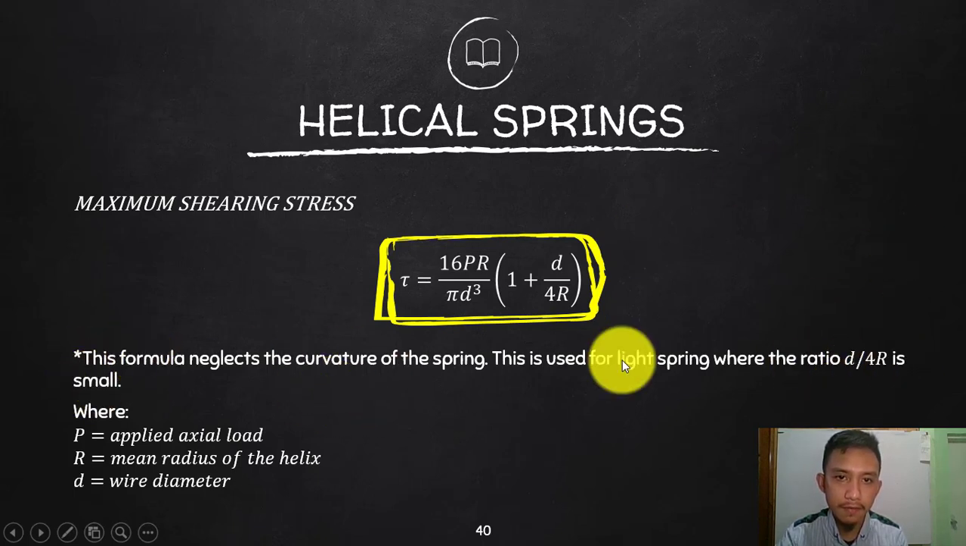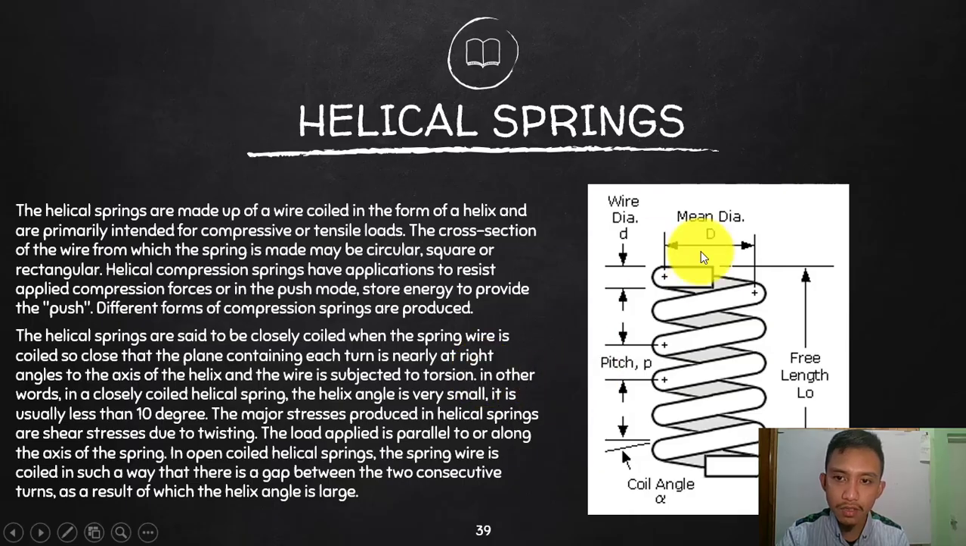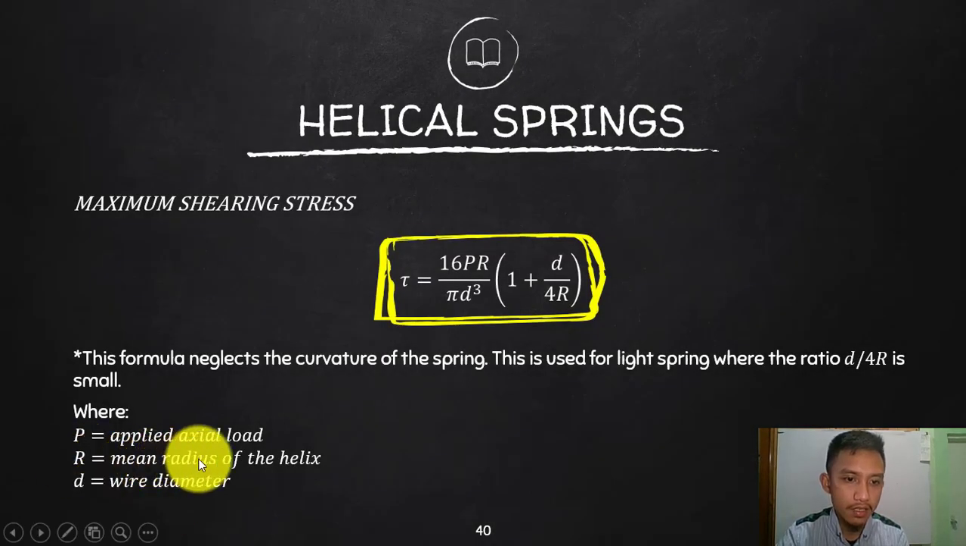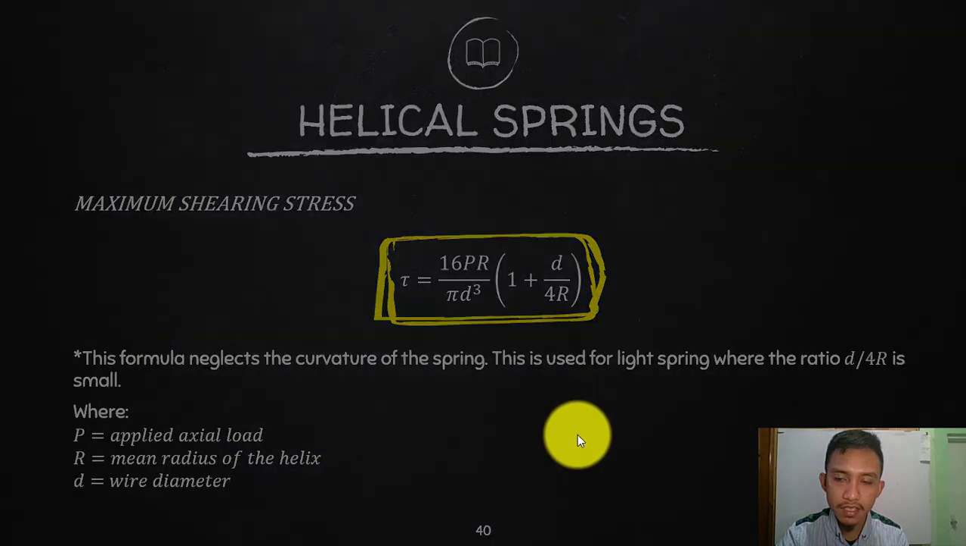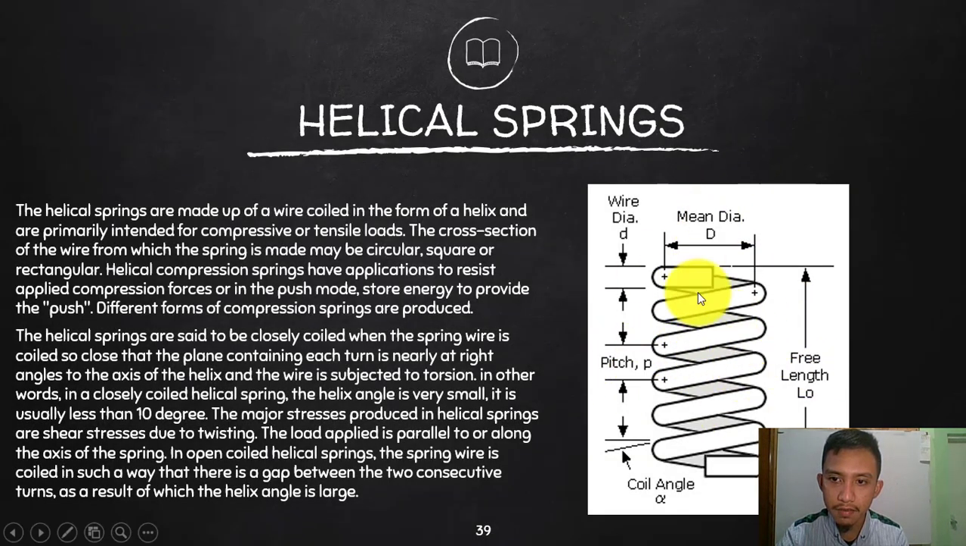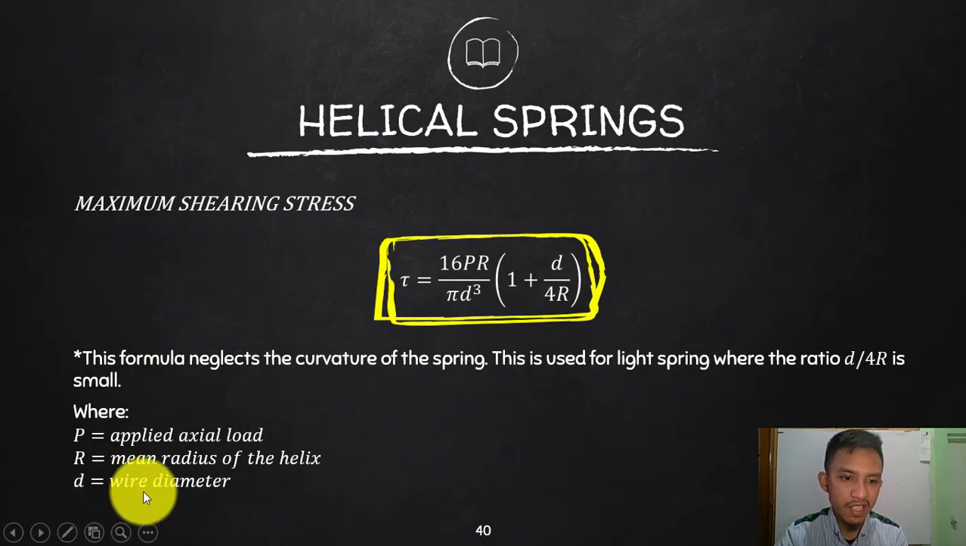For helical springs, P is the applied load, the actual load that will elongate or compress your spring. R is the mean radius of the helix, that is, the shape of the helical spring itself, the diameter divided by 2. And D is the wire diameter, the wire being used in the helical spring.